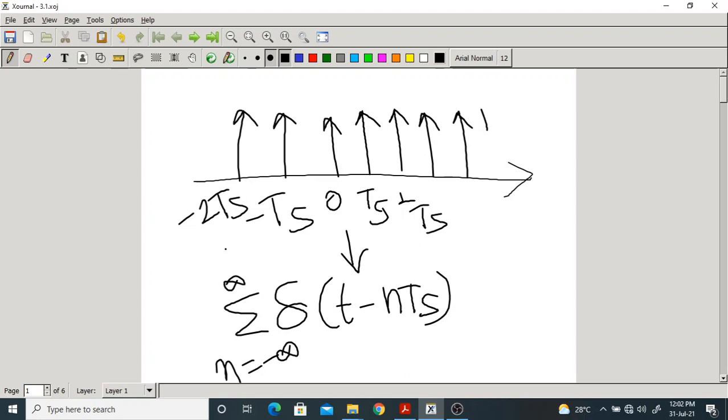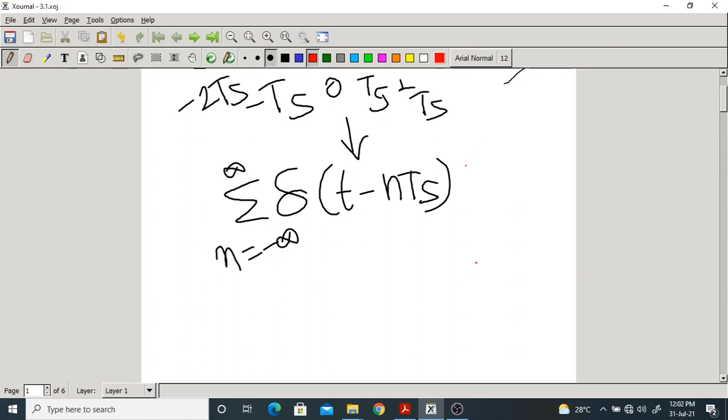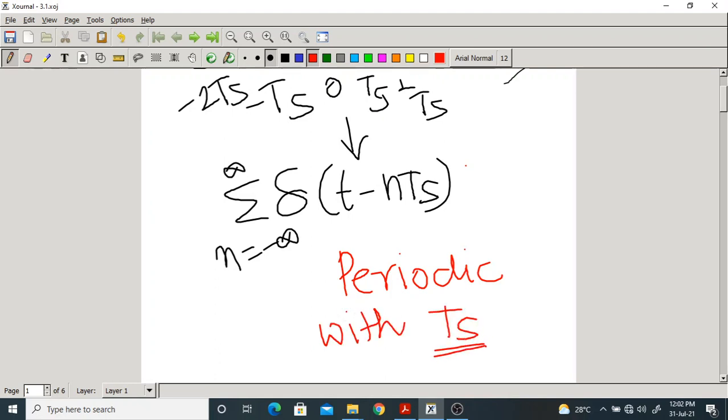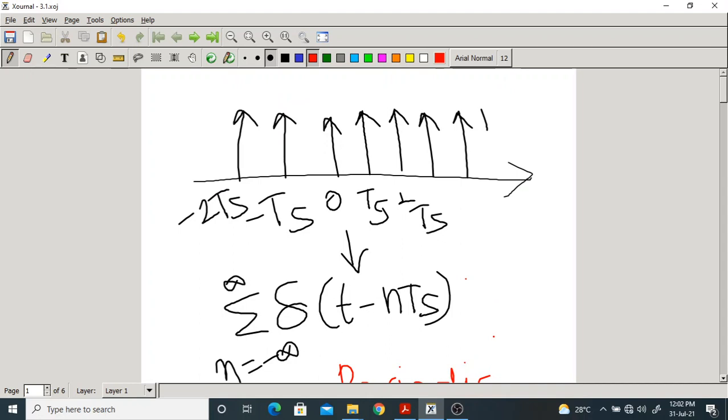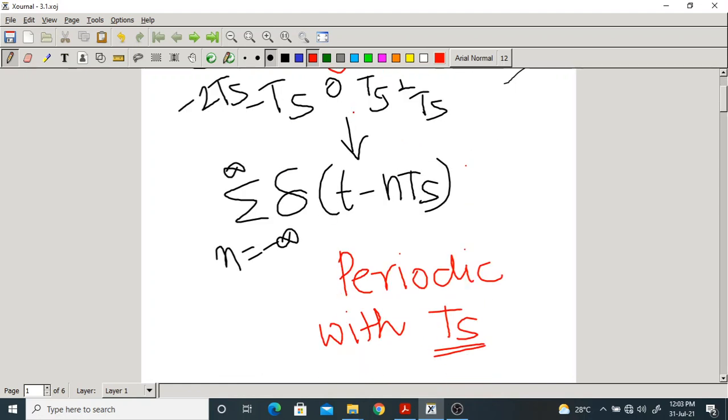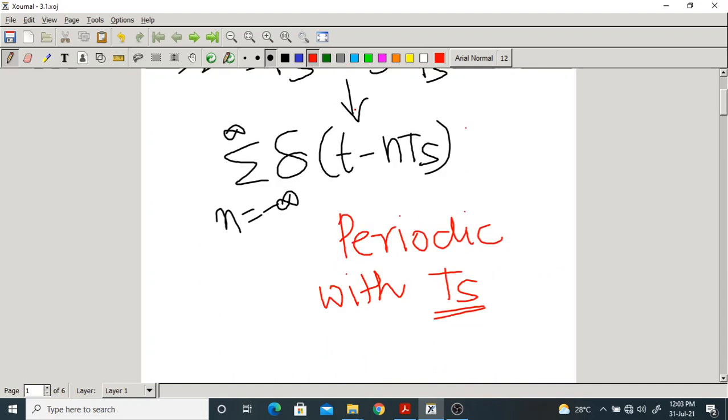Now it's a train of impulses, and it is periodic with a period of how much? Ts. It is periodic with period Ts, because after every Ts seconds the impulse is repeating. So this is the train of impulses which is periodic with period Ts.